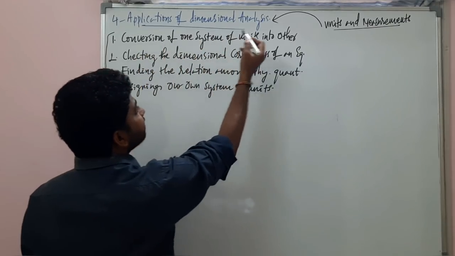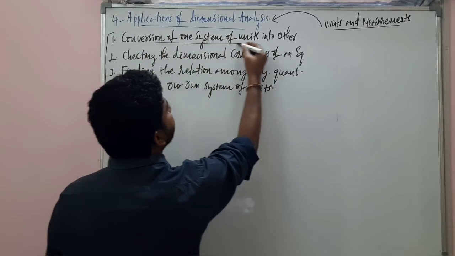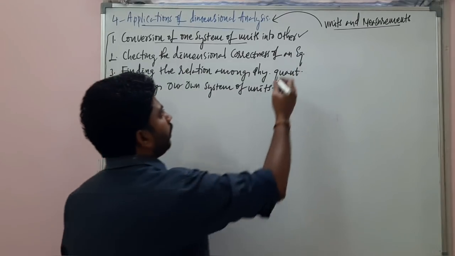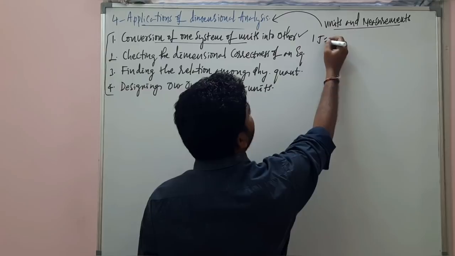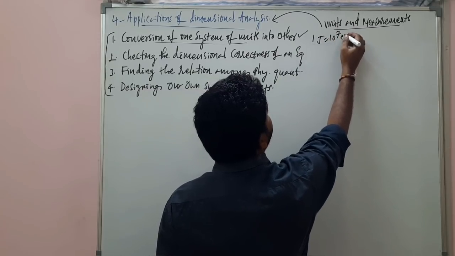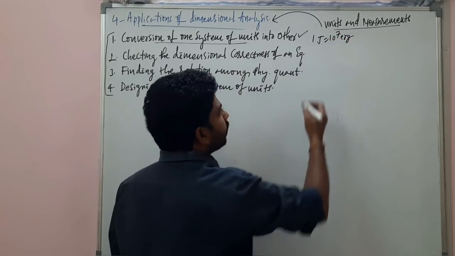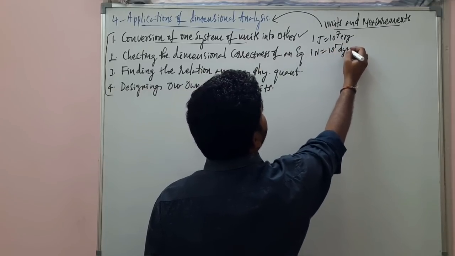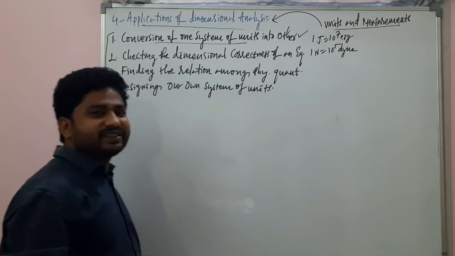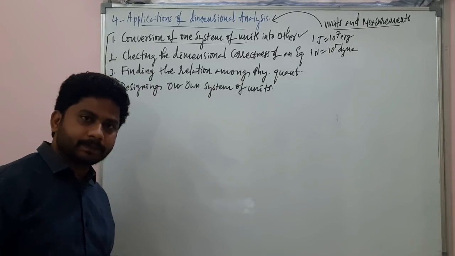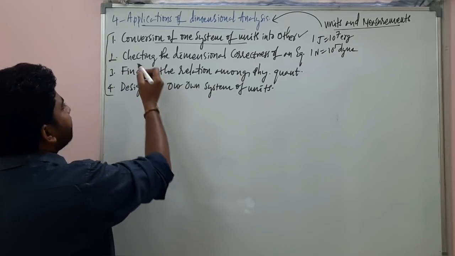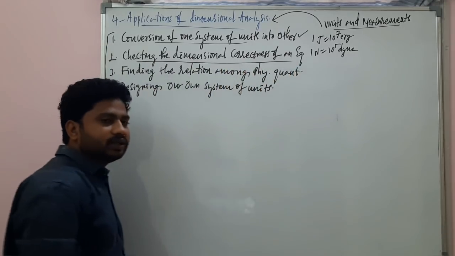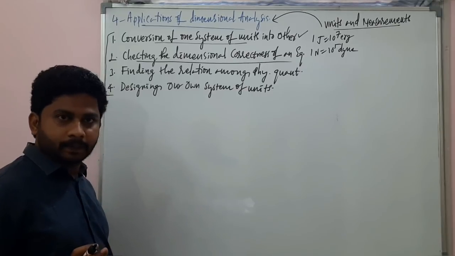Conversion of one system of units into another is finished. In this, what we had discussed: 1 joule is equal to 10 raised to 7 erg, and 1 newton is equal to 10 raised to 5 dyne. So those are the things we had finished in this first application. And checking the dimensional correctness of the equation is what we are doing.